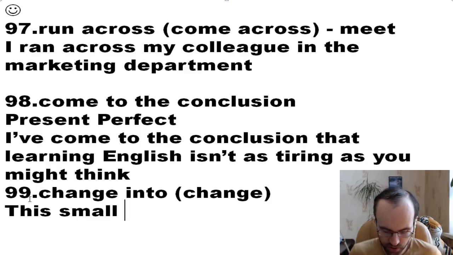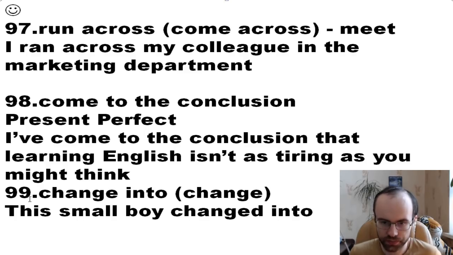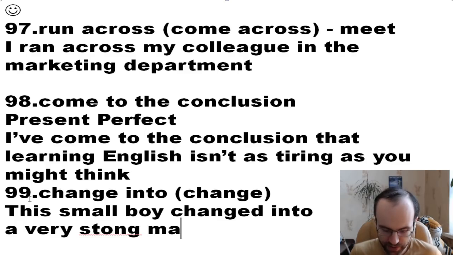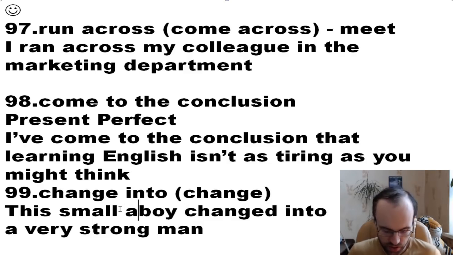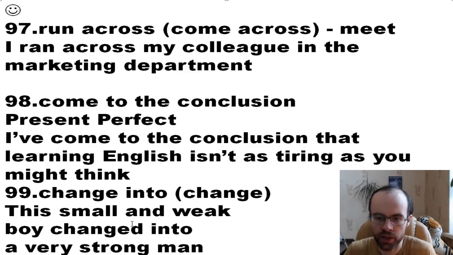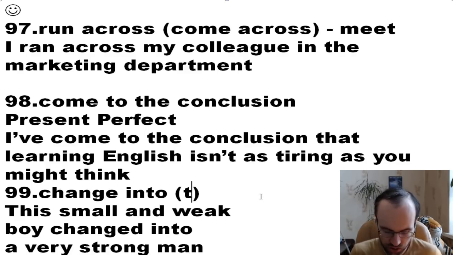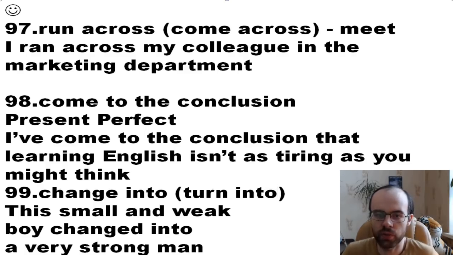This small boy changed into a very maybe successful businessman or a very strong man. Or maybe this small... Okay, for more contrast, I'll give you maybe a more definite example. This small and weak boy changed into a very strong man. So it's like he changed, changed into, or also turn into, right? Remember one more phrasal verb, change into a very strong man. So we see a great change, we see a certain change.